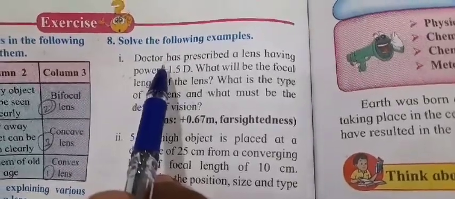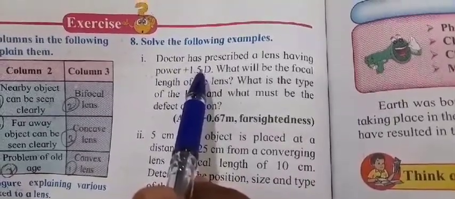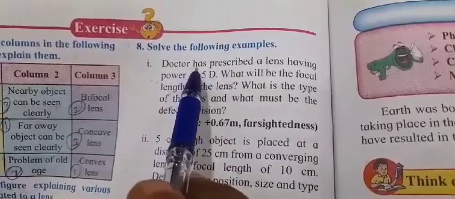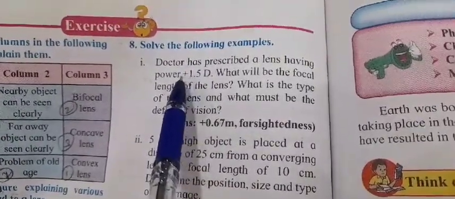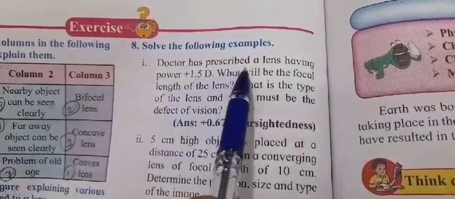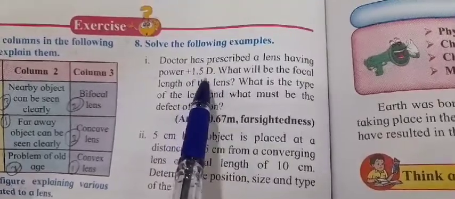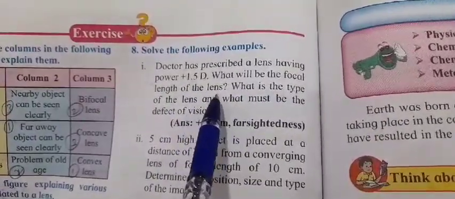Now, today we are going to solve the examples from the chapter Lenses. So from the exercise, we are going to solve the examples. Example number one, I am reading the question here: A doctor has prescribed a lens having power plus 1.5 diopter. What will be the focal length of the lens?